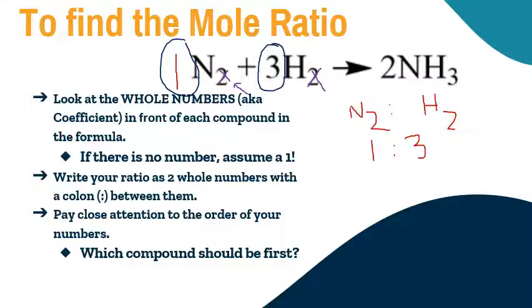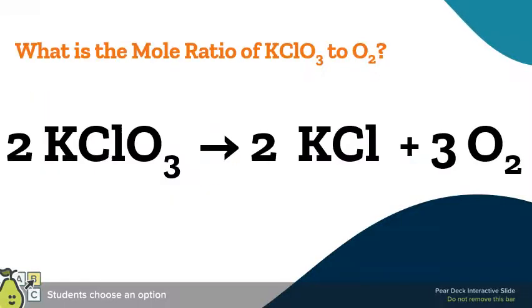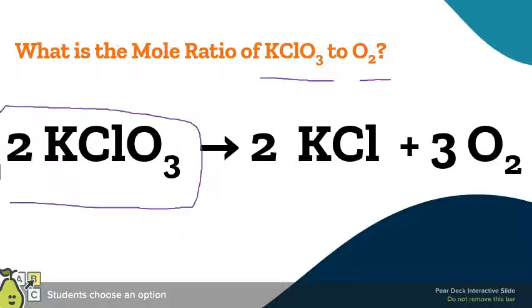As you're writing your mole ratio, pay close attention to the order of your numbers. Which one needs to go first as you're solving stoichiometric problems? In our first example, we'll find the mole ratio of potassium chlorate to dioxygen. So we'll notice the order that it's asked in, and we'll find those in our balanced chemical equation. Recall that we balanced this specific equation earlier in the lesson.